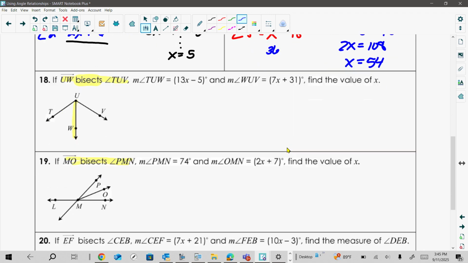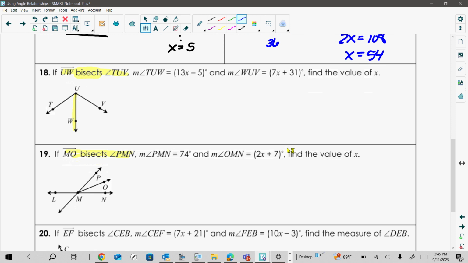All right, on these last couple, we've got to make sure we fully understand what bisect means. Because it says this UW bisects, this is going to give you two congruent angles. The angle over here for TUW, and the angle for WV. So that means this 13x minus 5 is going to equal the 7x plus 31.